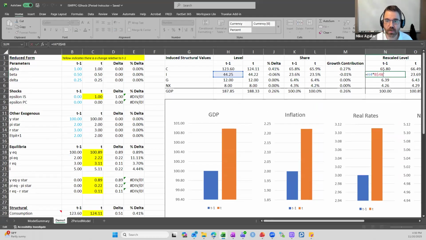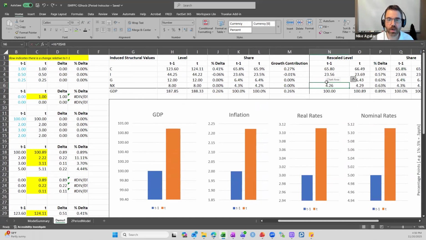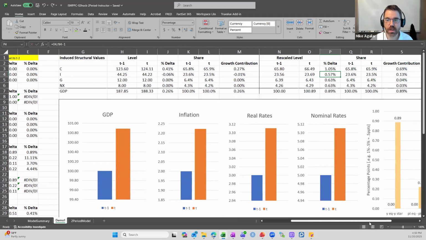And I'm going to do the same thing for investment and G and NX, and that's going to give me 100. I'm going to do that also for period T, each one of them by their scaling components. That will give me rates of growth, same formula as before, and shares and percent contributions.